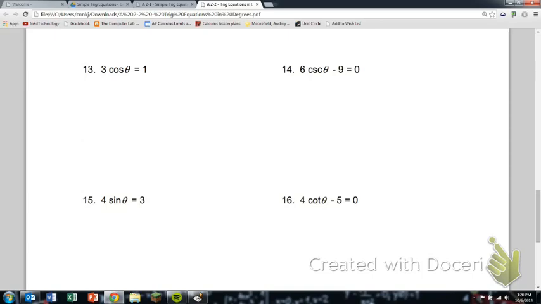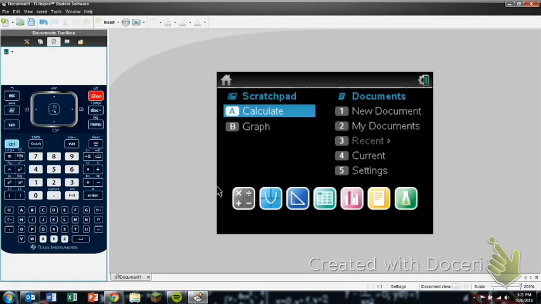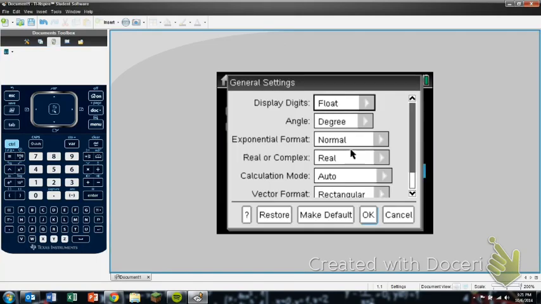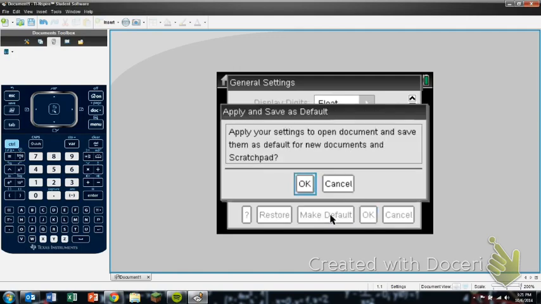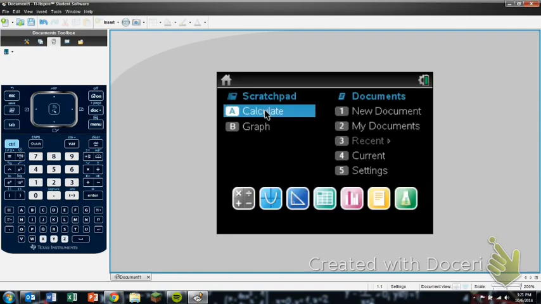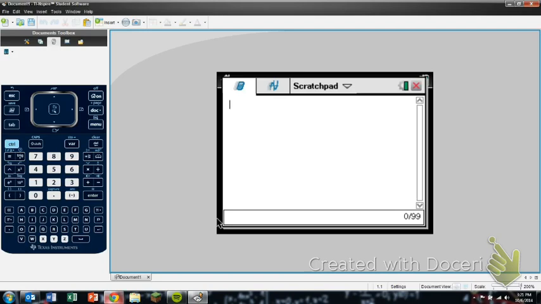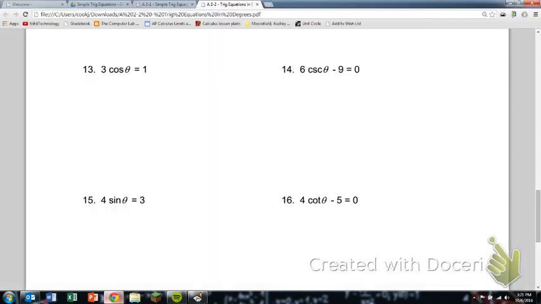The first step would be to make sure that your calculator is in the right mode, which in this problem we would want it to be in degree mode. So just a reminder to check the mode on your calculator. You go to Settings, Settings in General. Make sure that where it says angle, it says degree, and make sure you choose Make Default. All right, so you want to make sure you do that. And then you're ready to isolate the trig function.